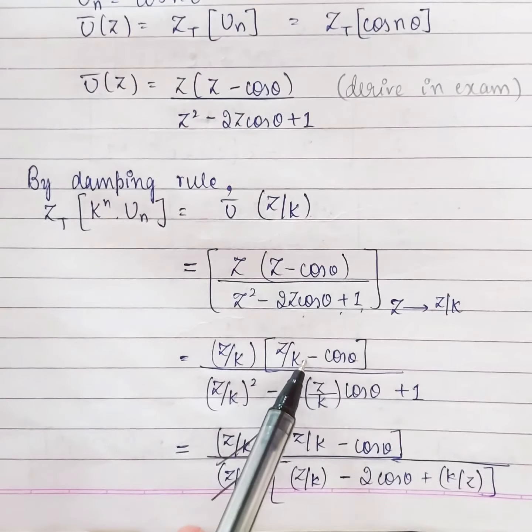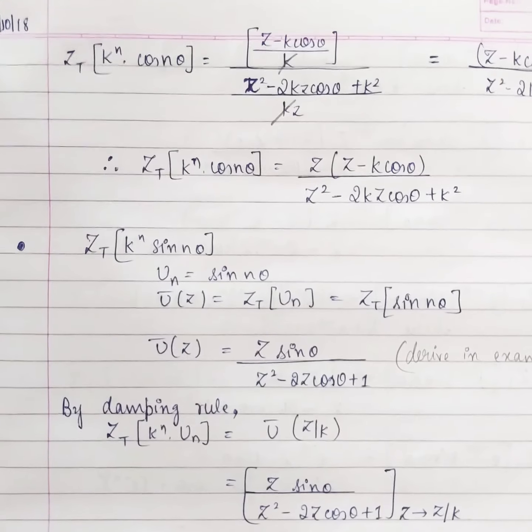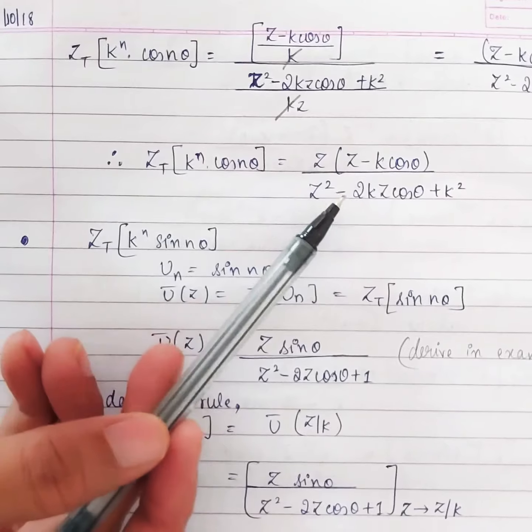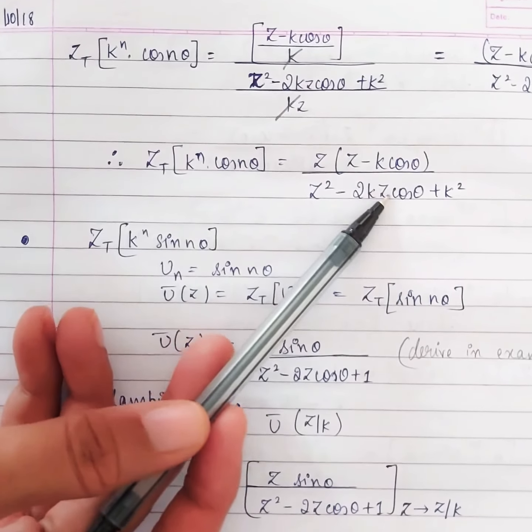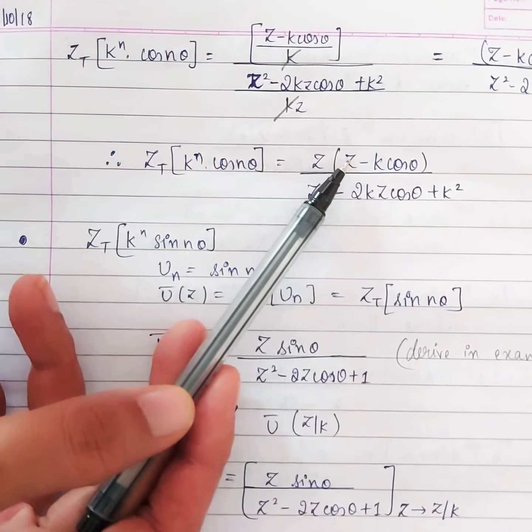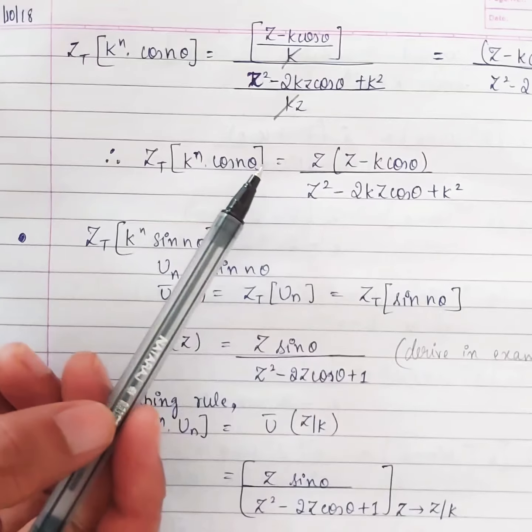You can take z by k common and you can cancel it also. That is again your simplification technique, you can do whichever way you want, and by simplifying it we get the z transform of k power n cos n theta is z by z square minus 2kz cos theta plus k square, and in the numerator z minus k into cos theta. So this is the formula.